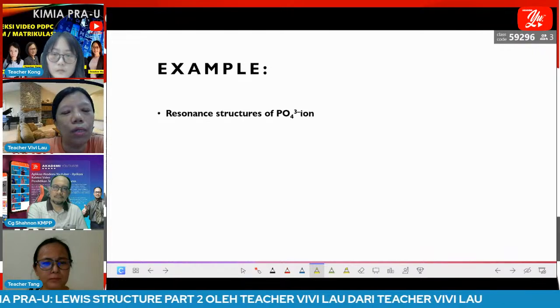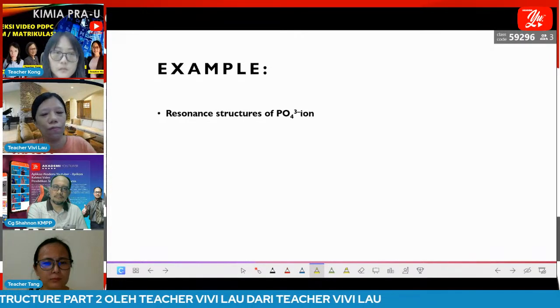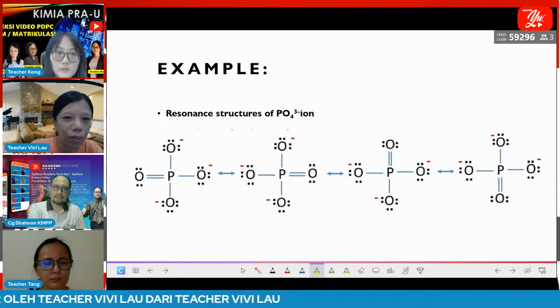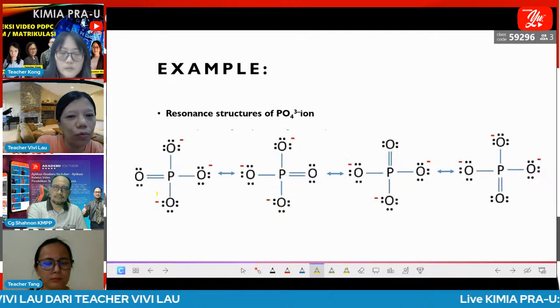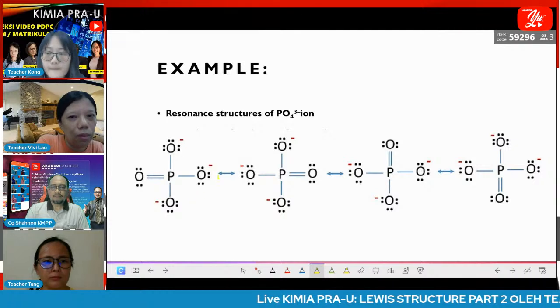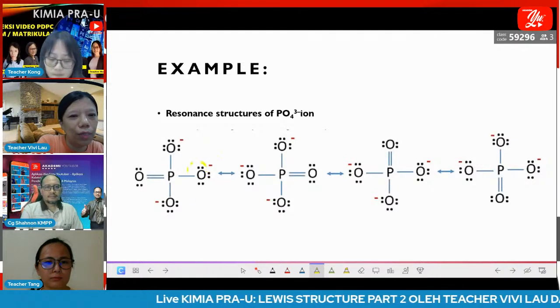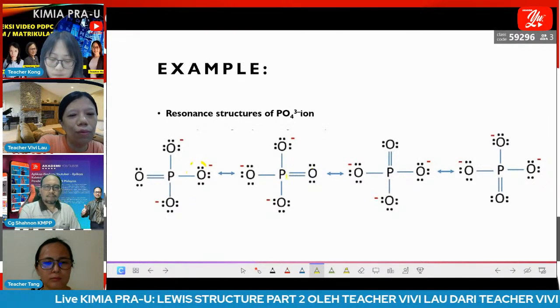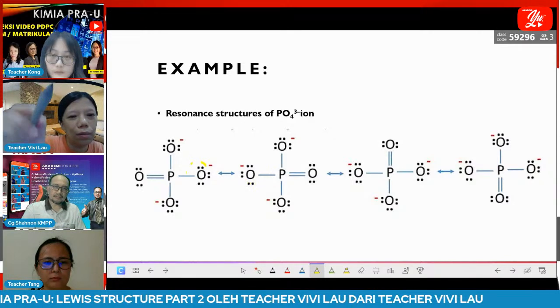Then another example is the resonance structure of the phosphate ion. You can see the lone pair electrons shift. So this one shifts inside here, from the double bond.